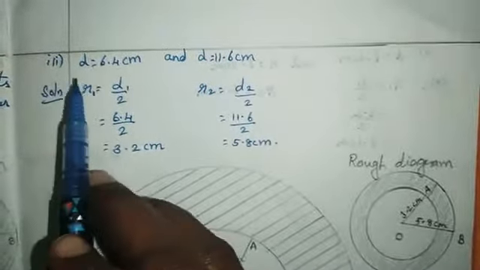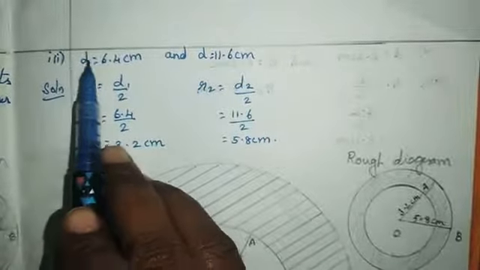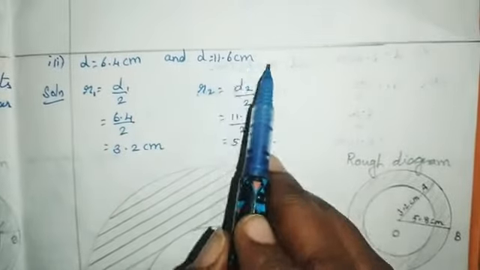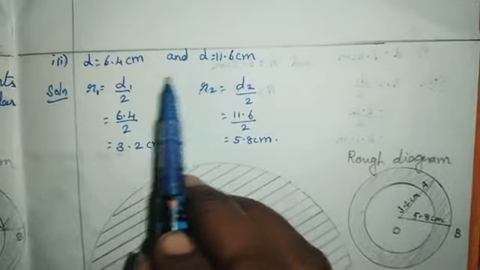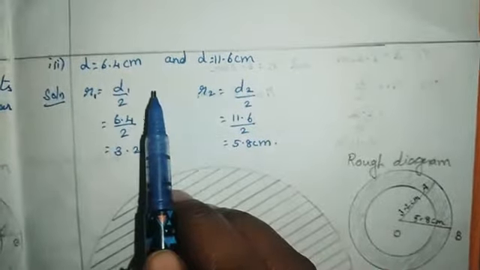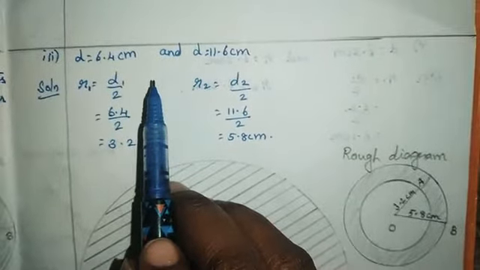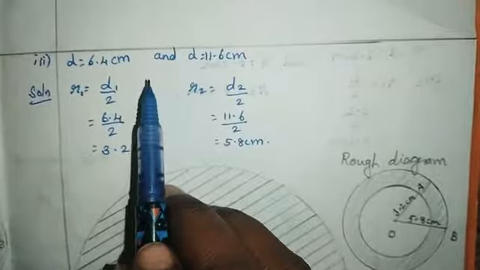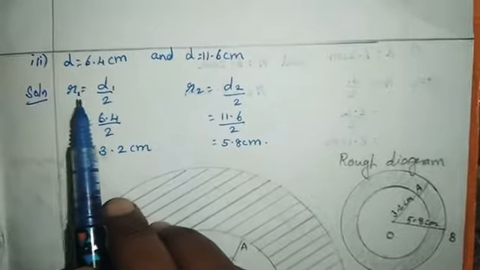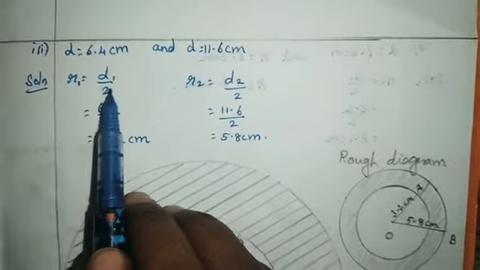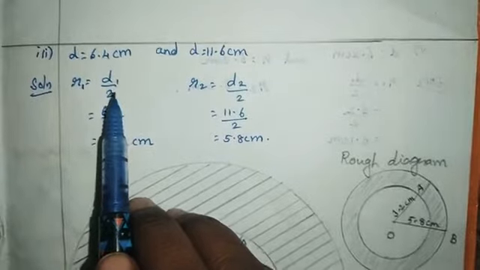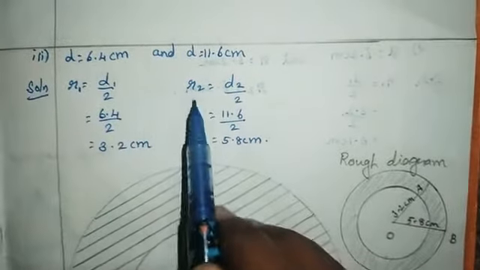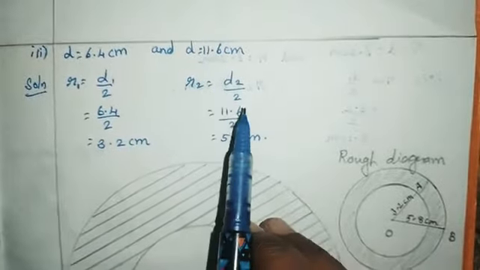Let's see one more sum. The third sum: D equal to 6.4 cm and D equal to 11.6 cm. Here two diameters are given. To draw the circles, we have to find out the radii of the two concentric circles. For that, we are going to divide each diameter by 2. We know that radius is half of the diameter. That is, R1 is equal to D1 by 2 and R2 is equal to D2 by 2.